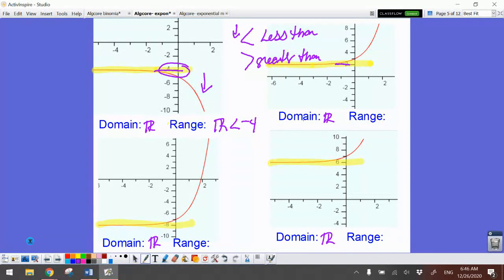What about the next one? I see that it's coming across and it's crossing at 2, and this one is going up. So I have real numbers, and that's greater than, because I'm going up, greater than 2. It is going up. Okay, hit pause, see what you can do with these next two.